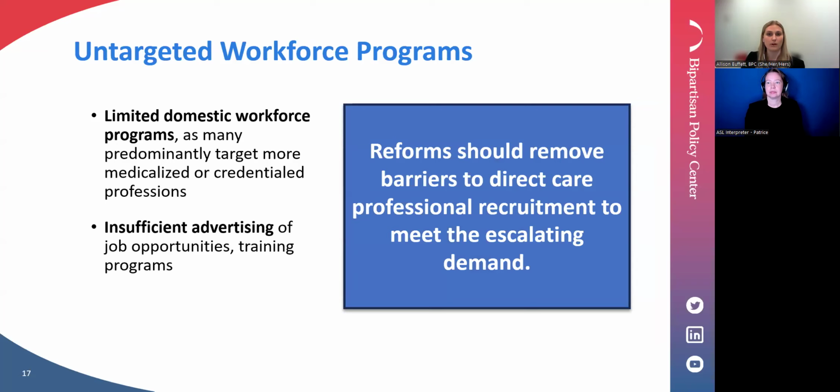Another challenge contributing to the workforce shortage is that the nation's workforce programs are often not targeted towards direct care professions. These programs include the nation's apprenticeship program, as well as programs under the Workforce Innovation and Opportunity Act. Often these workforce programs target occupations that are more medicalized or require more credentials than direct care occupations. Additionally, when these programs are available for direct care occupations, it's often associated with insufficient advertisement of the training programs, so people have challenges learning about these opportunities. Next slide, please.